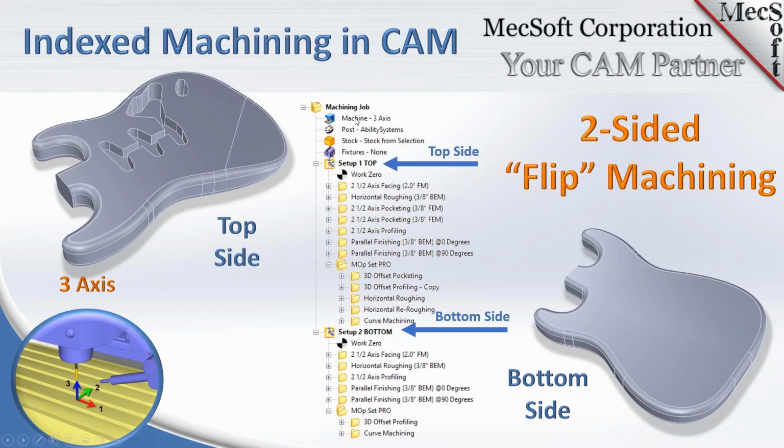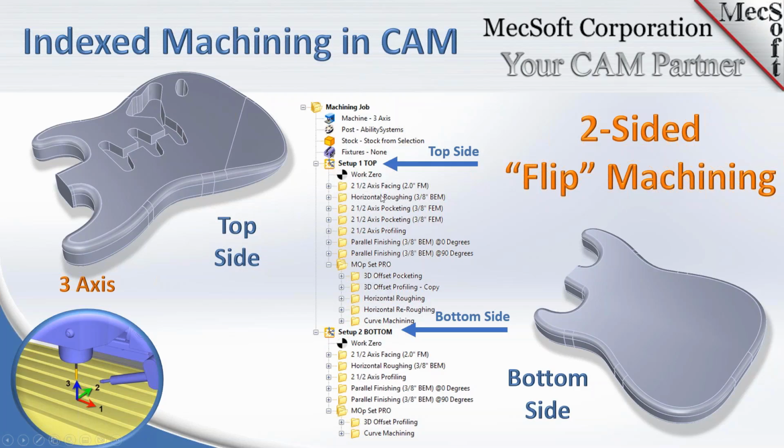In this particular example right here, we're showing you the professional configuration, which allows you to machine both sides, top and the bottom, in the same file, same machining job. So you can set up a second setup for the bottom, and each of these setups in 3-axis, you can consider them as an index position.